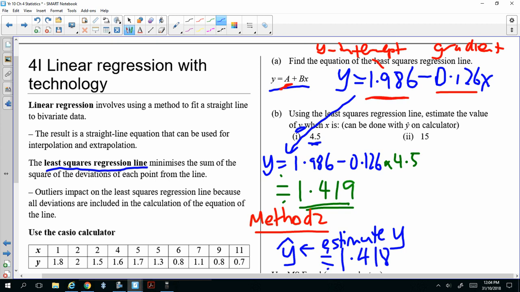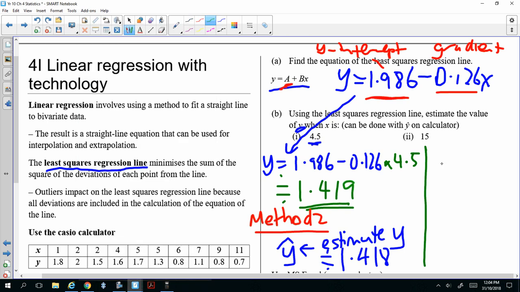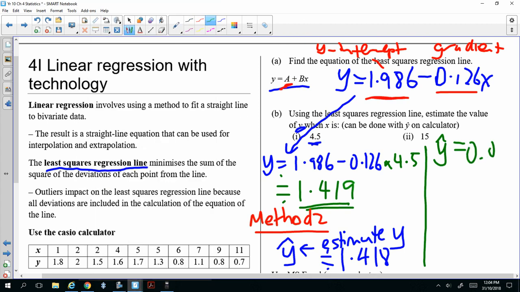All right, let's try again. Let's try to use 15. So I could use this method again to do 15. If x is 15, just change 4.5 to 15, like this, right? Just change it to 15, equal 0.093. Okay, so the estimate y is equal to 0.093. Okay, any question?